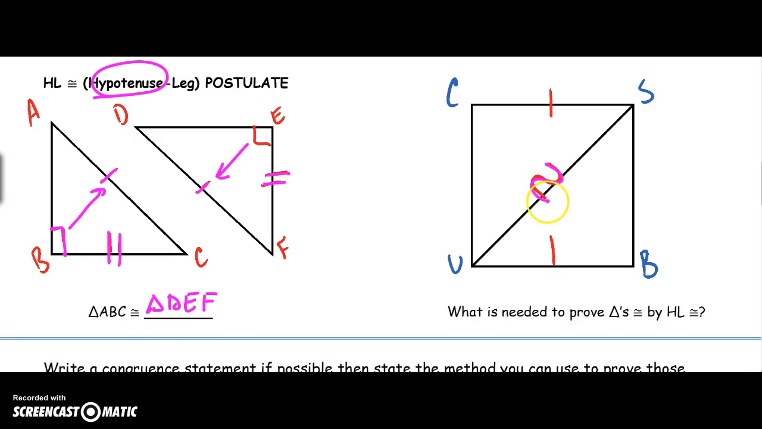And so here's our reflexive symbol. Here we have two sides being congruent. If we want to prove this by hypotenuse leg, what is needed? And again, we said in order to have hypotenuse leg, you better have that right angle. So we need right angles.